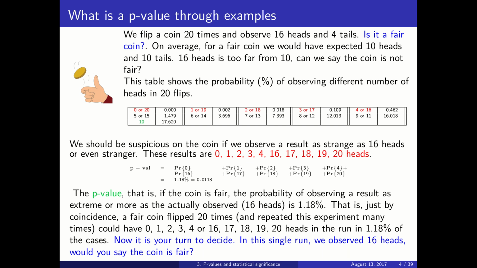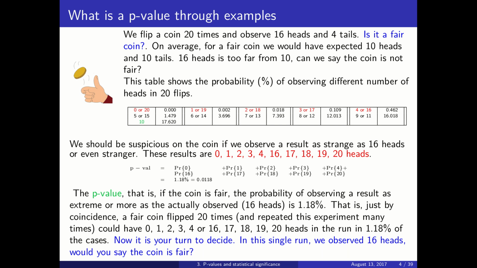Let's say that we have a coin that we assume is a fair coin, and we have flipped it 20 times and we observe 16 heads and 4 tails. Can we really assume that it is a fair coin? On average, for a fair coin, we should see 10 heads and 10 tails. So 16 heads is too far from 10. Can we conclude that the coin is not fair?